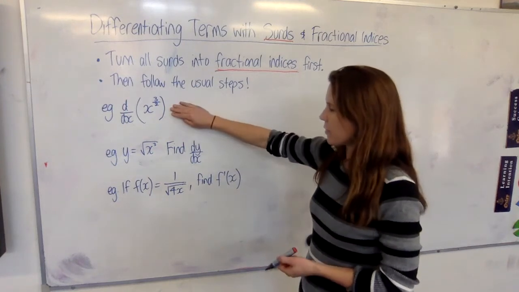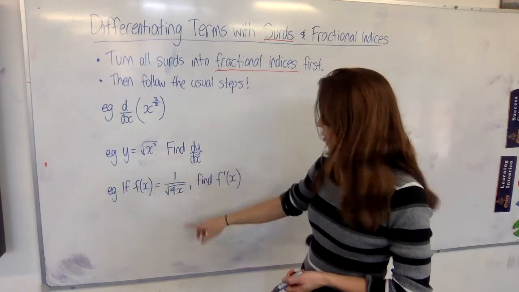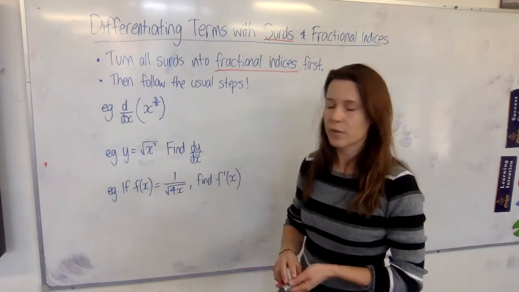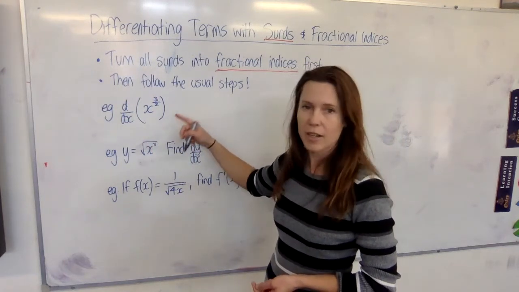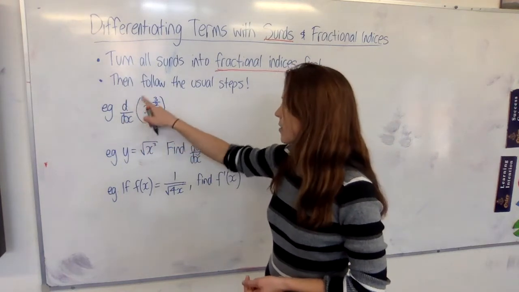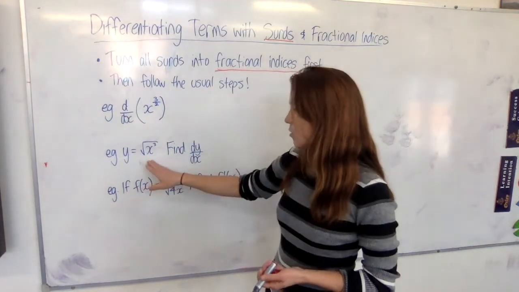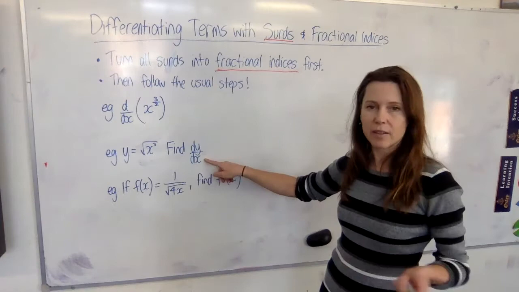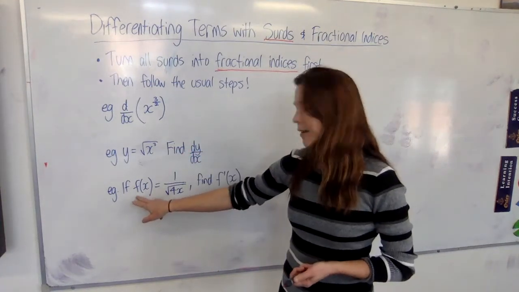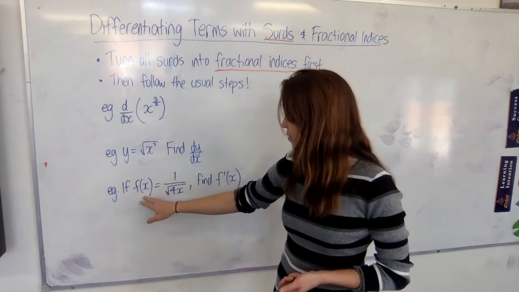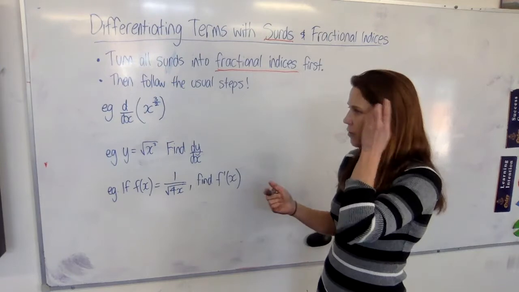The first one, we're differentiating something with fractional indices. The second one has a surd, and the third one is a little bit more complicated, also with a surd. I've also used three different terminologies for the notation. This one says d/dx of this, which means differentiate this. The second one, y equals something, so find dy/dx, means the same thing, differentiate it. And the last one has f(x) terminology, so if f(x) is something, find f'(x). All of them are asking us to differentiate.